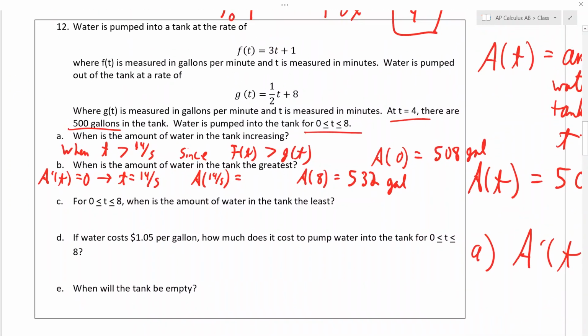Okay. C is, when is it the least? We're going to do exactly the same thing that we just did, except we have to add in now the amount at 14 fifths. So the only other thing you'd have to do here is find the amount at 14 fifths, which we do the same exact thing we've been doing. We integrate to 14 fifths, and we get 498.2.